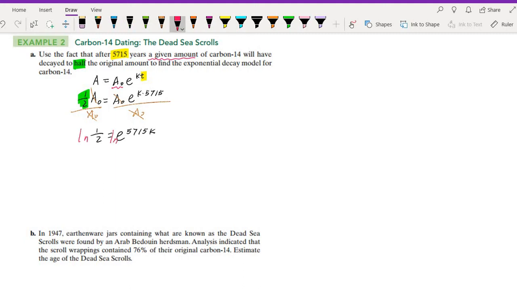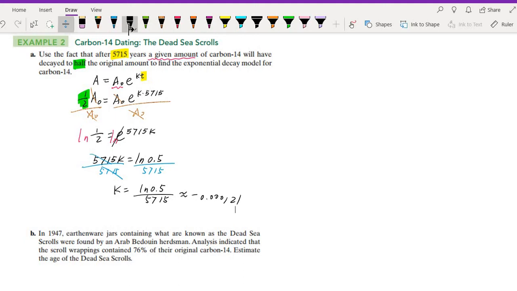Then natural log and e are going to cancel, very similar to what we've done so far. So I'm just going to write 5715k equal to natural log of 0.5, which is how I can rewrite the half. Divide by 5,715 on both sides, then this is going to cancel out. Then we have k equal to, and we can plug this into the calculator. Remember, you should get a negative number, negative 0.000121. So that is your k.